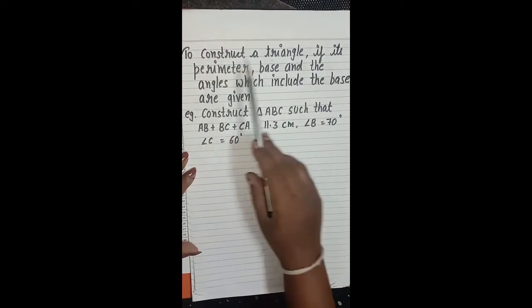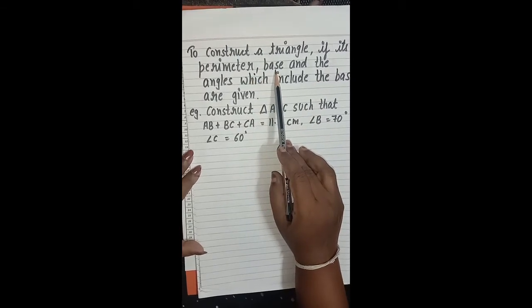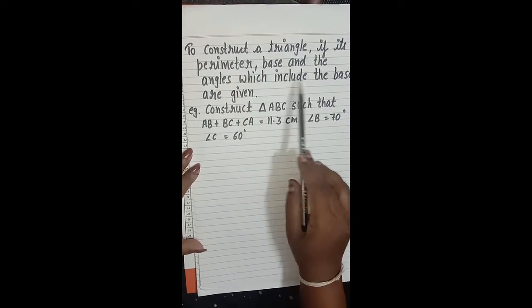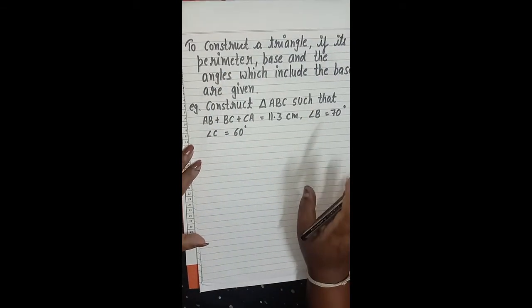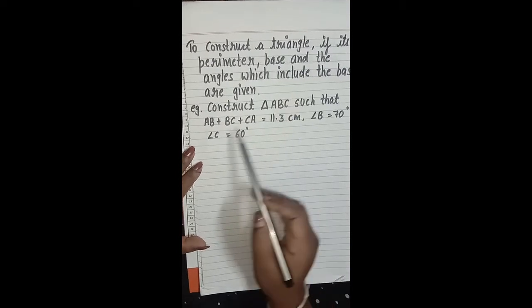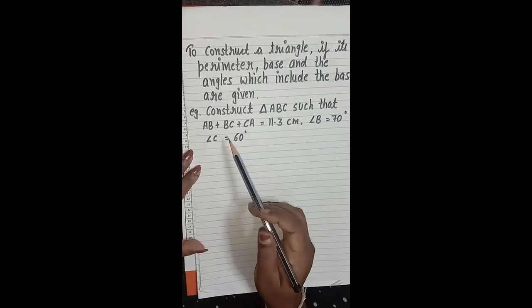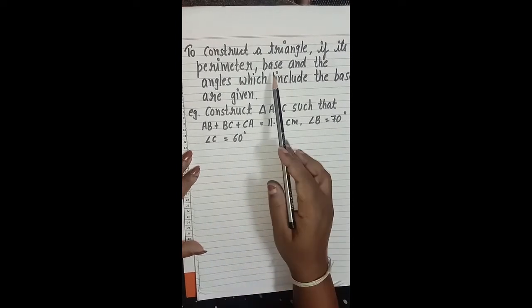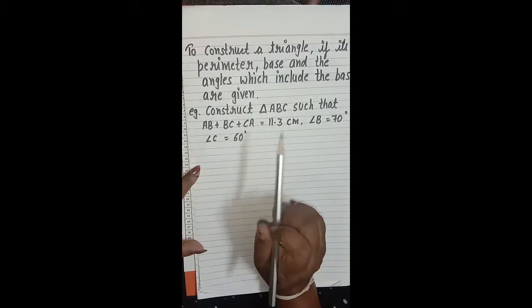In this video we are going to learn how to construct a triangle if its perimeter, base and the angles which include the base are given. Perimeter means the addition of all three sides of a triangle. In this construction, the perimeter is given, the base is given, and the angles which include the base are given.